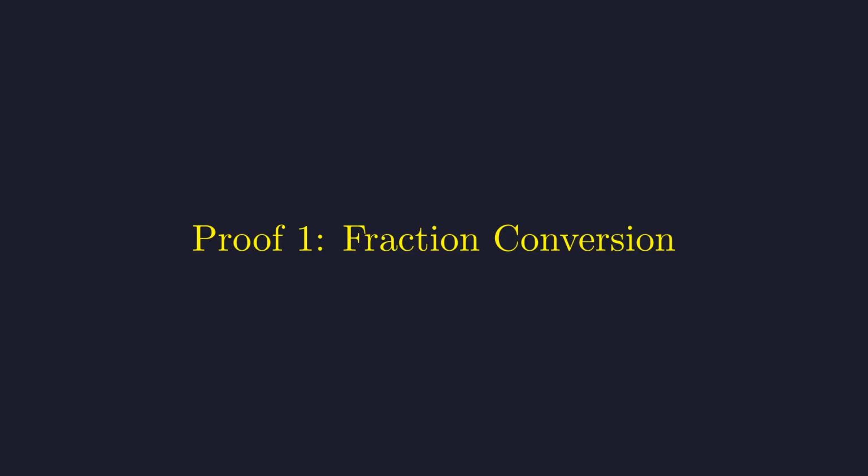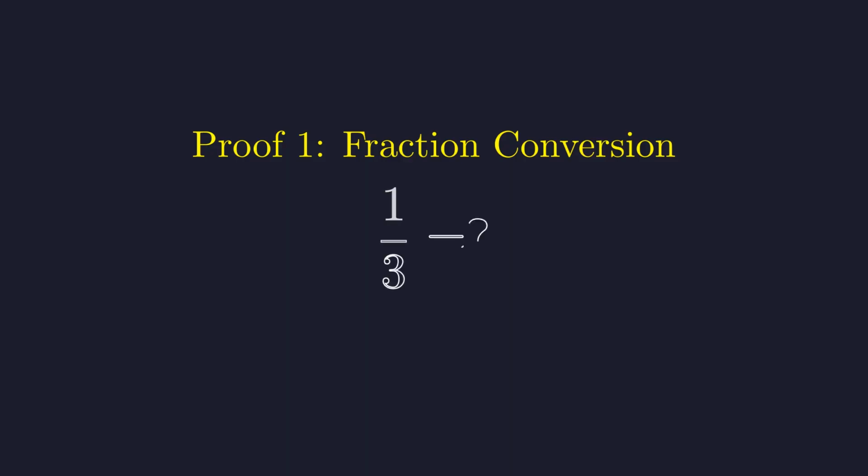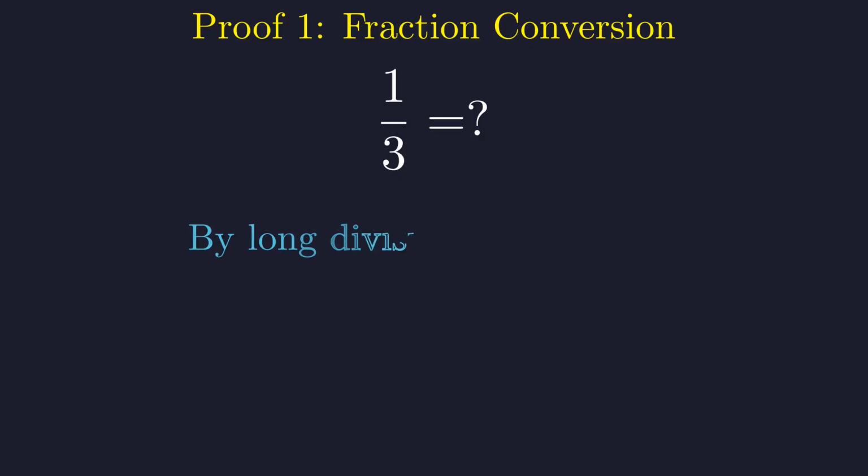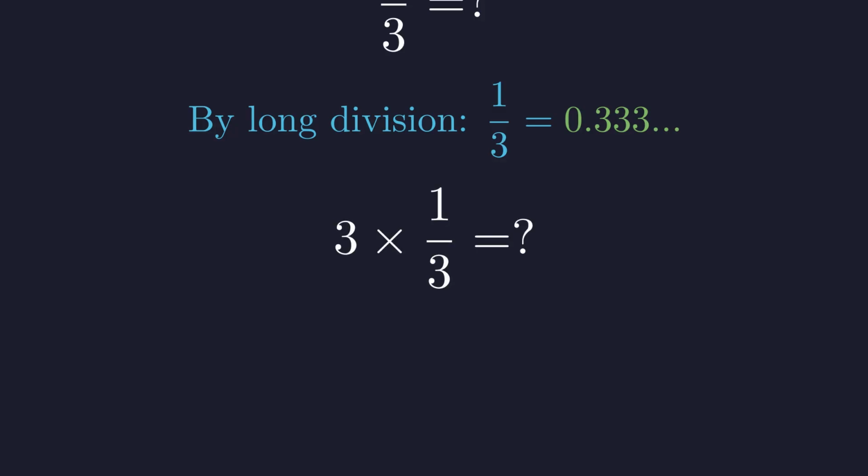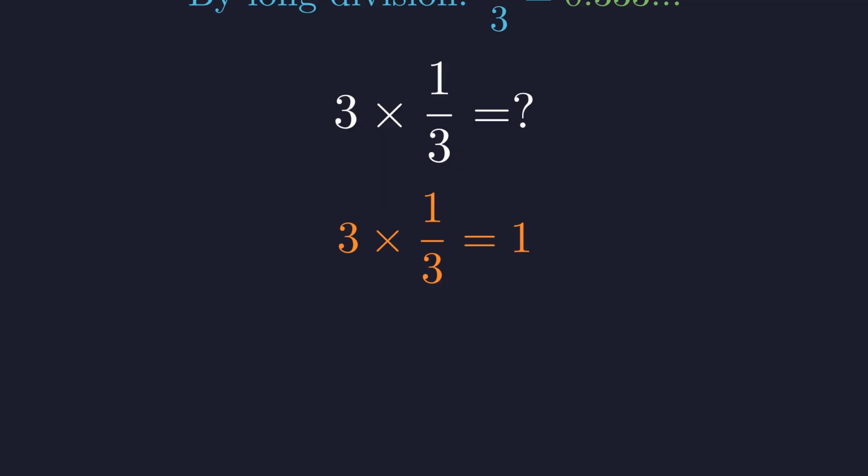Here's an approach that connects to what you learned in elementary school, but we need to be careful about our assumptions. Let's start with a fact that can be rigorously proven. What's 1/3 as a decimal? Through the algorithm of long division, a completely rigorous procedure, we can verify that 1/3 equals 0.333... This isn't assuming anything about infinite decimals, it's deriving the result. The long division process never terminates, giving us a repeating decimal. Importantly, we can prove this representation using the same limit definition we established earlier. What's 3 times 1/3? Obviously, 3 times 1/3 equals 1.